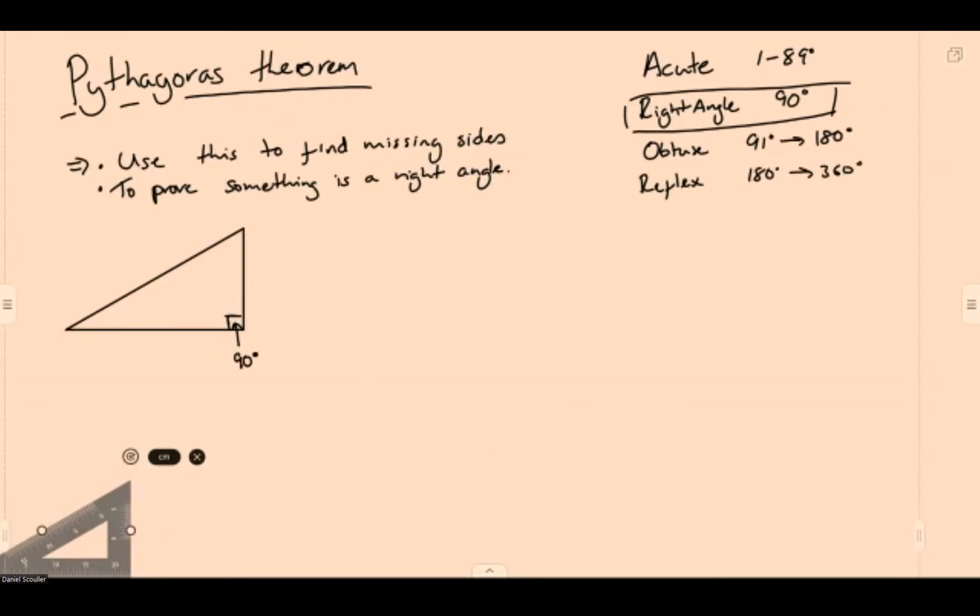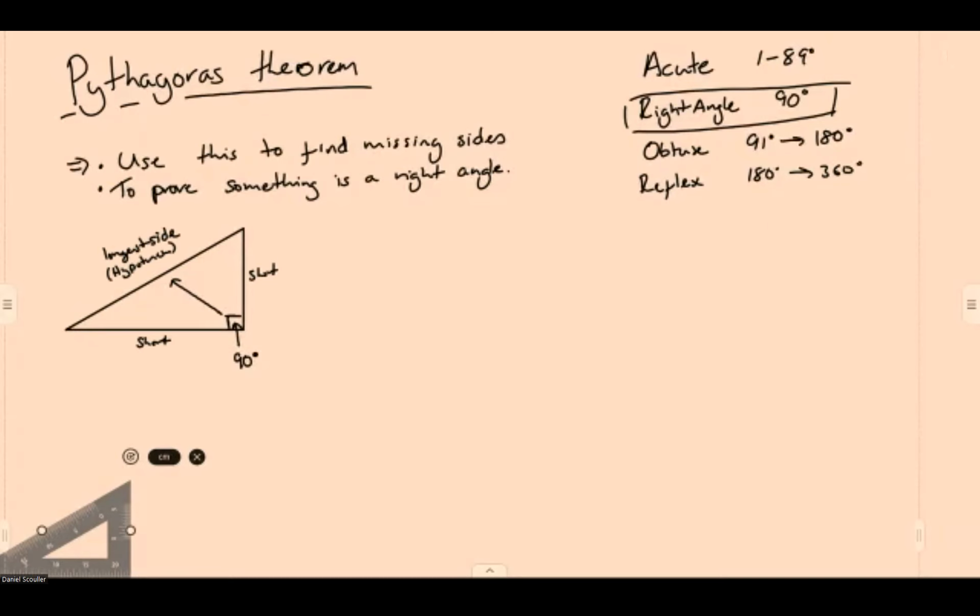All right, in a right-angled triangle, we've got the 90 degrees. The longest side is the side opposite that 90 degrees. Always. It's also known as the hypotenuse. And then the other two sides are always shorter. The order of which doesn't matter.